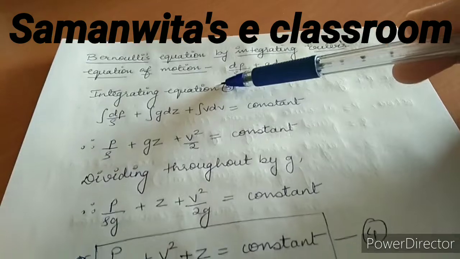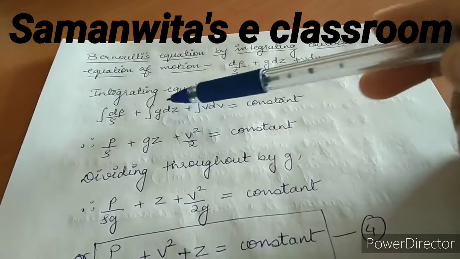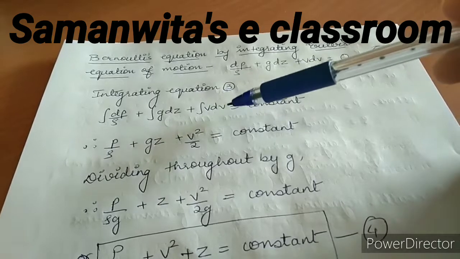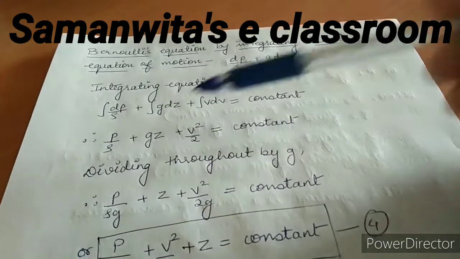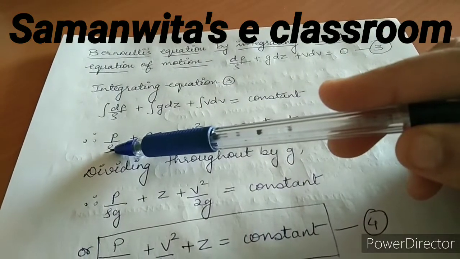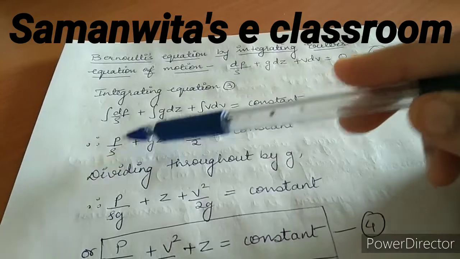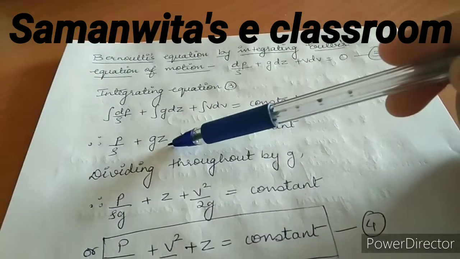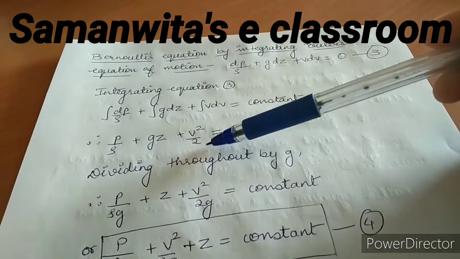When I integrate this equation, I'll get integration of dp by rho plus integration of g dz plus integration of v dv is equal to constant. The integration of 0 is constant. When I integrate this, rho is a constant value, so the only integration is of dp, which is p. Integration of dz is z, and integration of v dv is going to be v square upon 2.